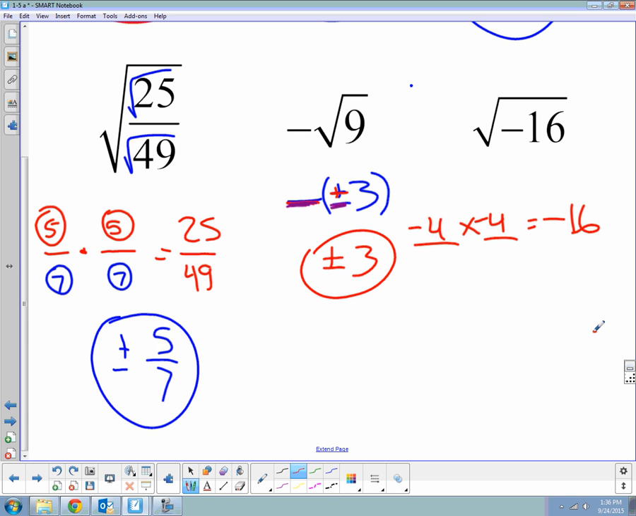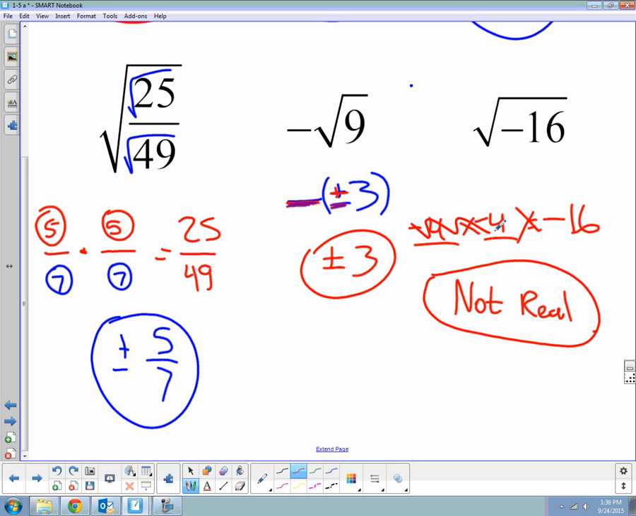And so we're going to put not real. I did mention in an earlier video that there are numbers that aren't real. This is where not real numbers come into play. We're not going to worry about numbers that aren't real. But there is a number. It's just not real. So there is an answer. You can't say no answer. There is an answer. It's just not real. So in this case, that doesn't work. We're just going to say it's not real.